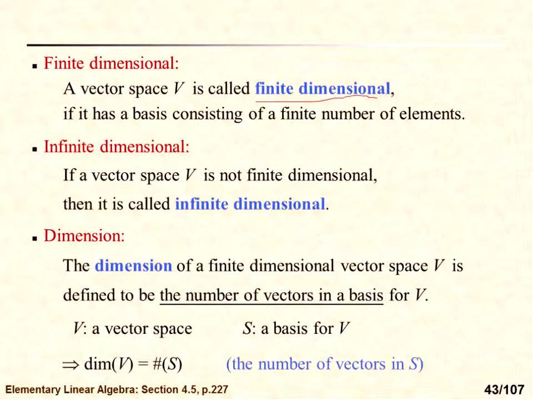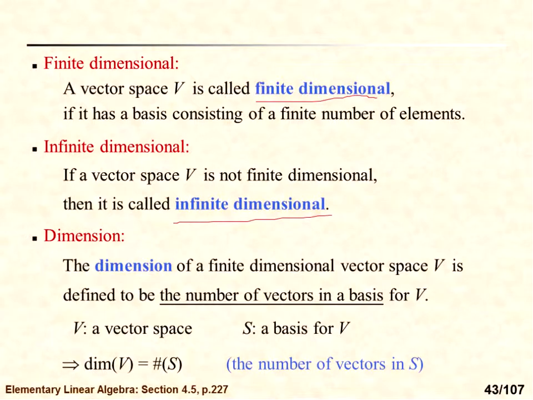So these are some definitions of some numbers of a vector space basis. A vector space V is called a finite dimension vector space if it has a basis consisting of a finite number of elements. If it is finite, then it is called finite dimensional. If it is infinite, then it is infinite dimensional.